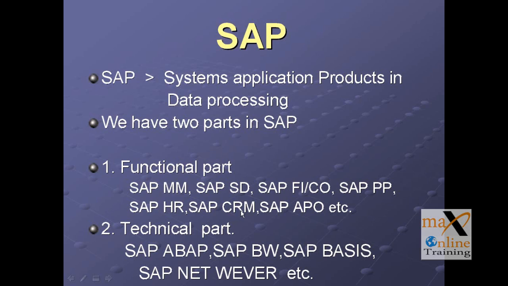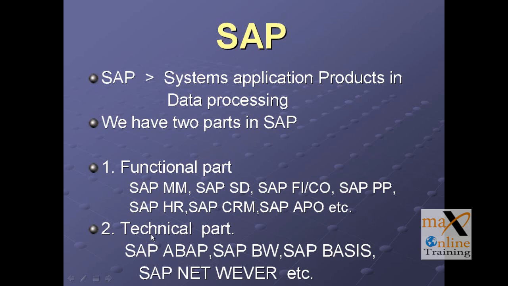CRM means customer relationship management. Already you know BPO, business process. Basically all these come under functional, and each and every part deals with the business of that particular client. APO means advanced planning and optimization. There are so many; still 36 are there. There are also SAP HANA, APO, and so many new technologies coming. But these are the main parts, the foundation stones for a particular SAP implementation.